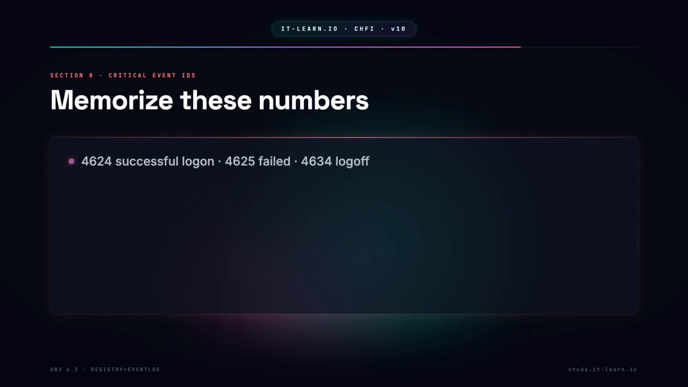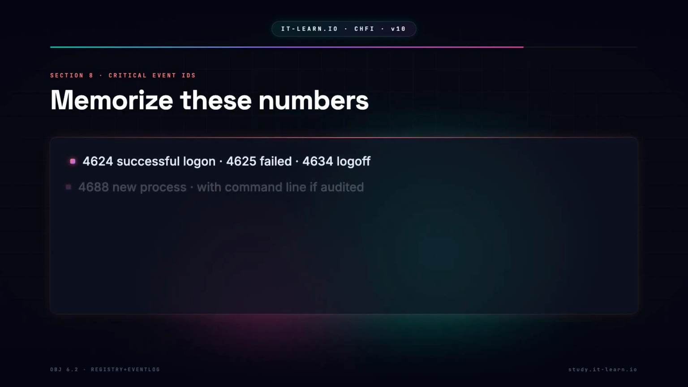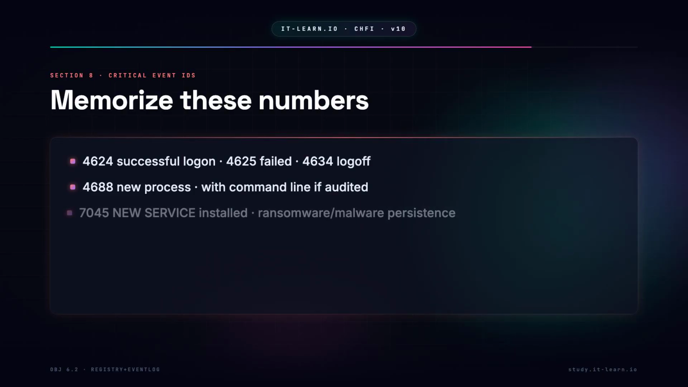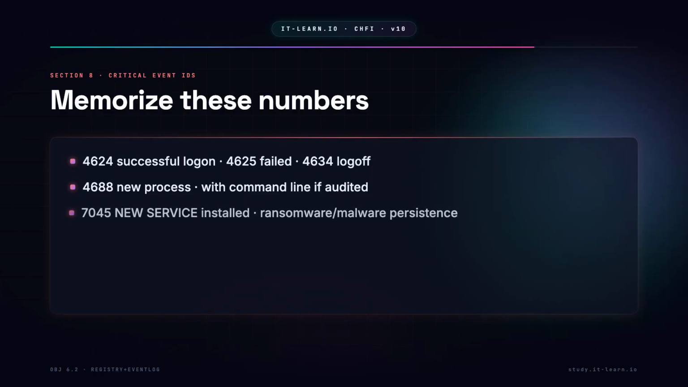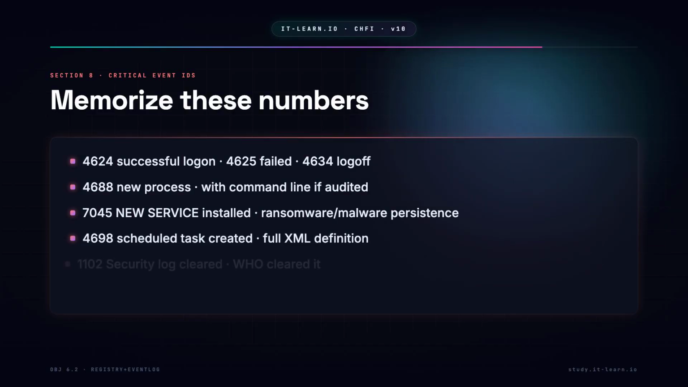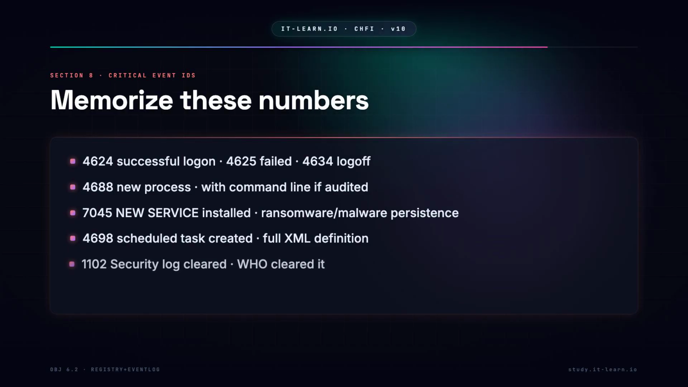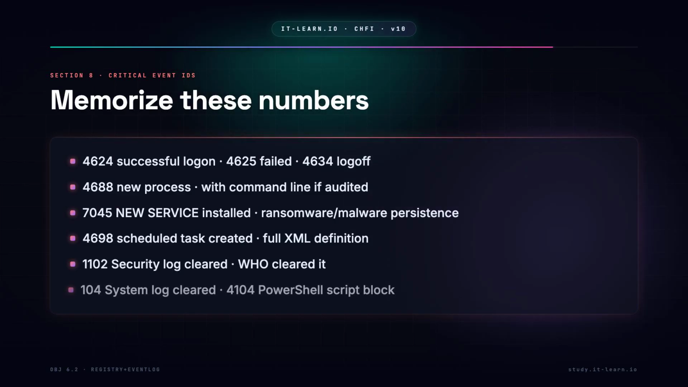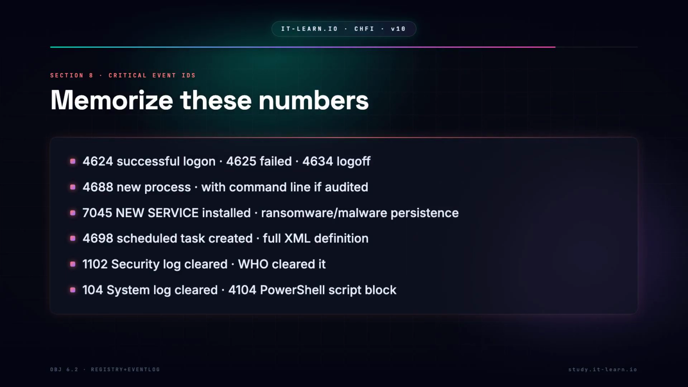New process created, with new process name, parent process name, command line. Command line logging must be enabled via group policy. May not be present on all systems. Event ID 7045. New service installed. Service name, image path, critical for malware detection. Ransomware persistence shows up here. Event ID 4698. Scheduled task created. Includes the full XML definition, action and trigger, persistence investigation gold. Event ID 1102, security log cleared, records WHO cleared it.